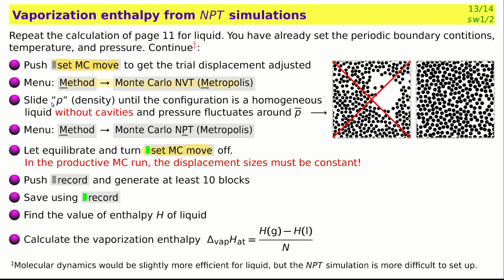Then we will create a dense system by changing density by a slider and return back to NPT. Wait a minute until it is equilibrated and to measure again. In the file we will find the enthalpy of the liquid and calculate the vaporization enthalpy.